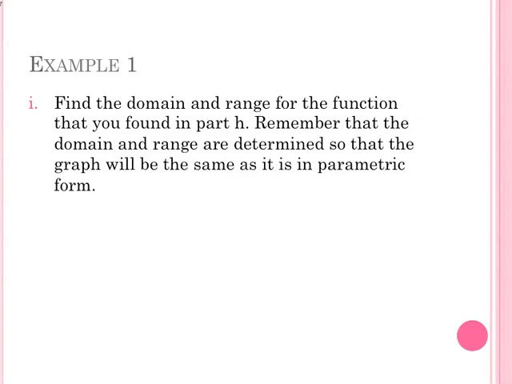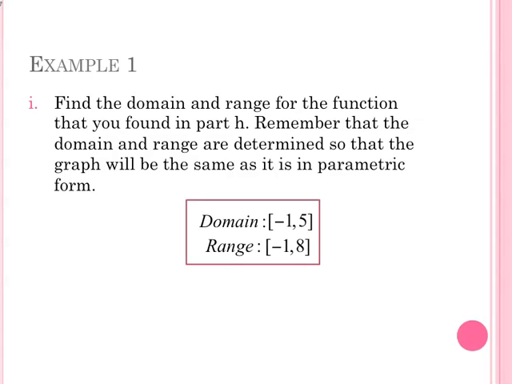So look at the graph that we came up with. What was the domain restriction? Well, it went from -1 all the way to 5, including those two values. So that's the domain. And the range, now you're looking at the y values, and the range would be from -1 all the way up to 8, including those two values.